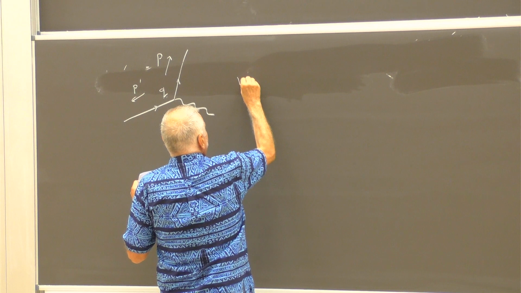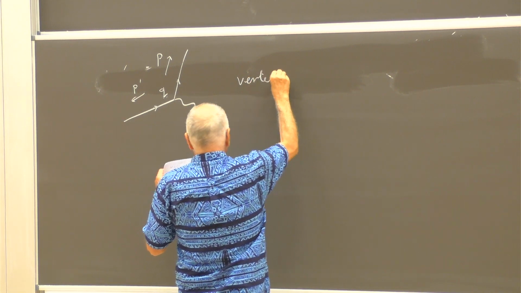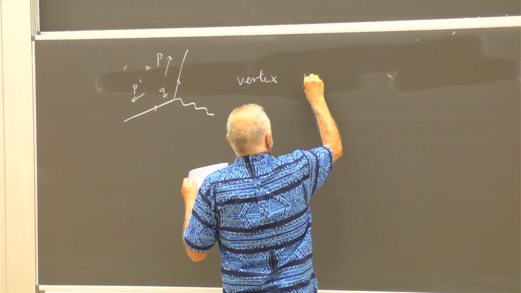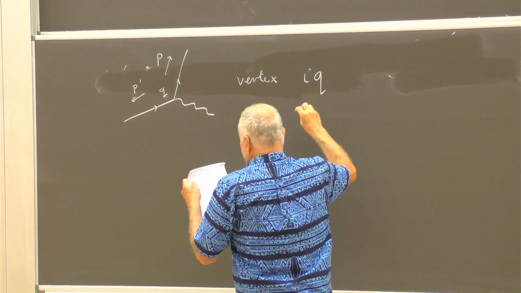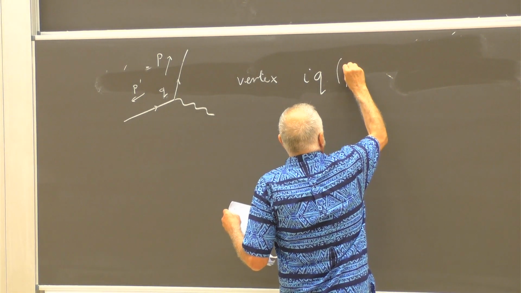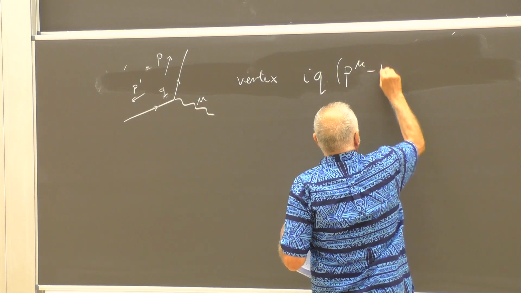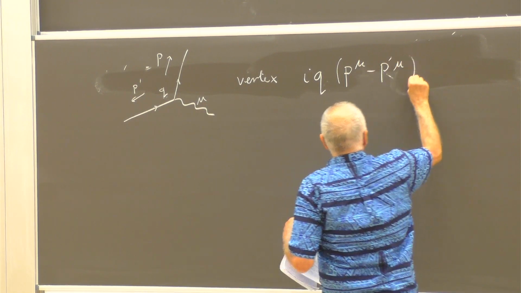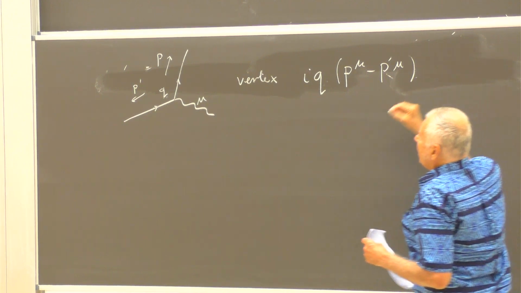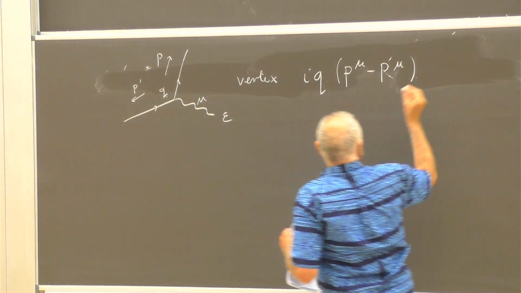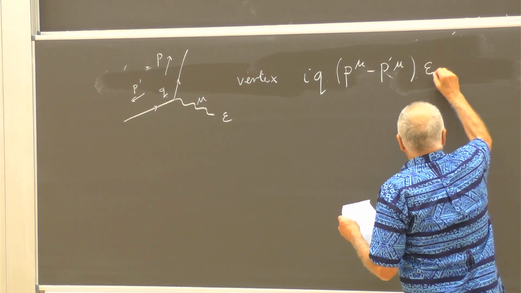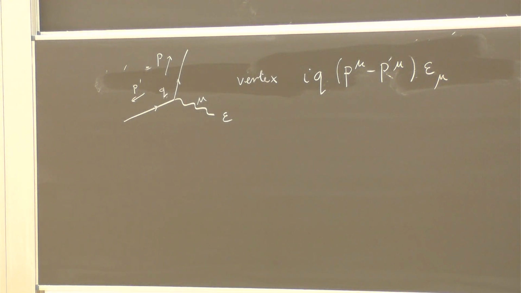Then the corresponding vertex is i times q, of course, the charge coupling here, times (p^mu minus p prime^mu), which is contracted with the polarization vector of the photon. All right? So that's what I get.